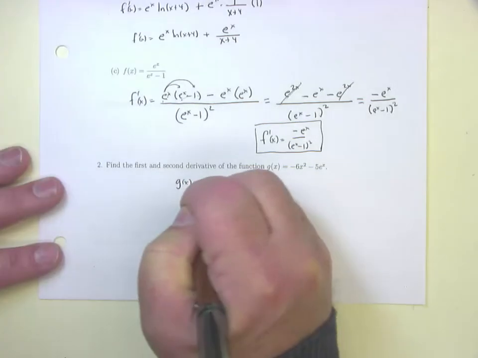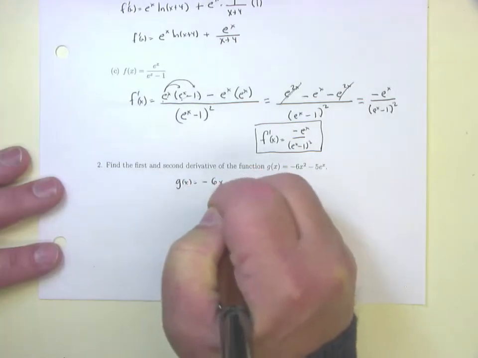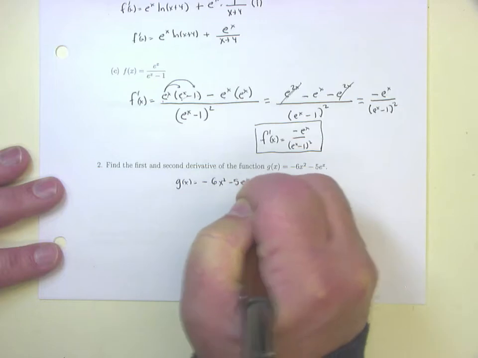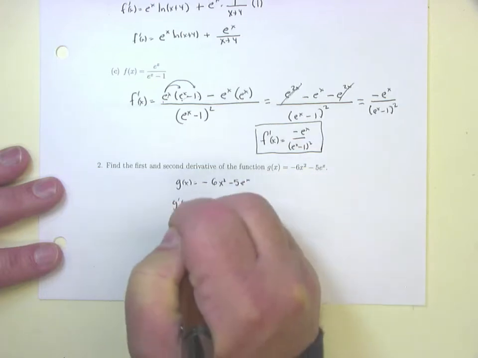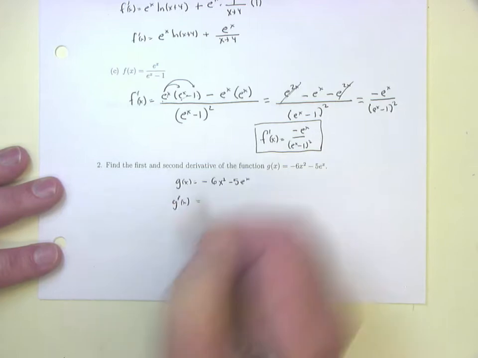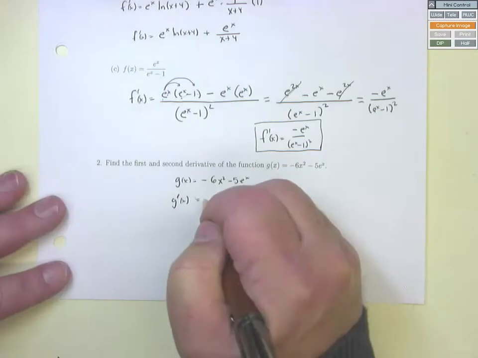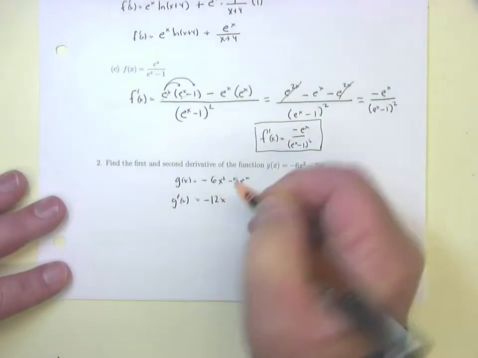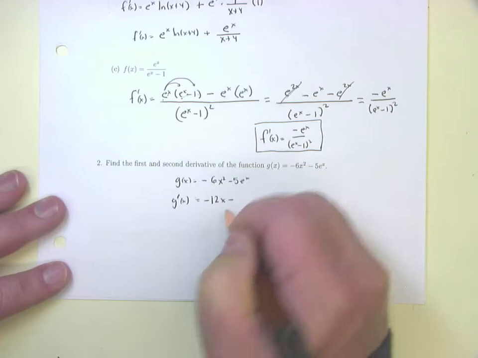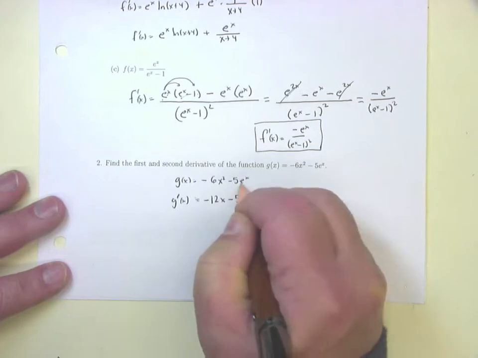g of x is equal to negative 6x squared minus 5e to the x. First derivative, well, derivative of negative 6x squared. No worries there. What's derivative of negative 6x squared? Very good. Negative 12x. Minus 5 is a constant. Constants hold over. And then take derivative of e to the x.